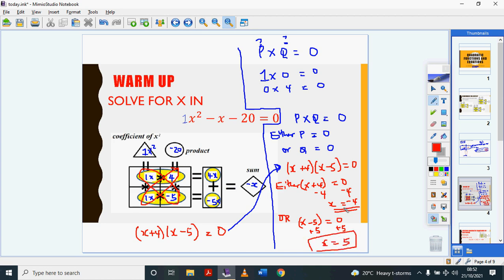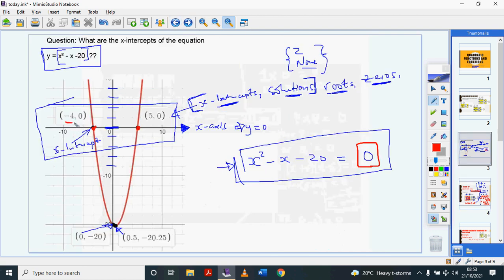So these are my two x-intercepts for this quadratic equation, right? And remember, x-intercept is the same as solution, is the same as roots, is the same as zeros. And I hope you can see that I am getting the same x-intercepts as this graph showed me. So the graph is not the only way that you can find x-intercepts.